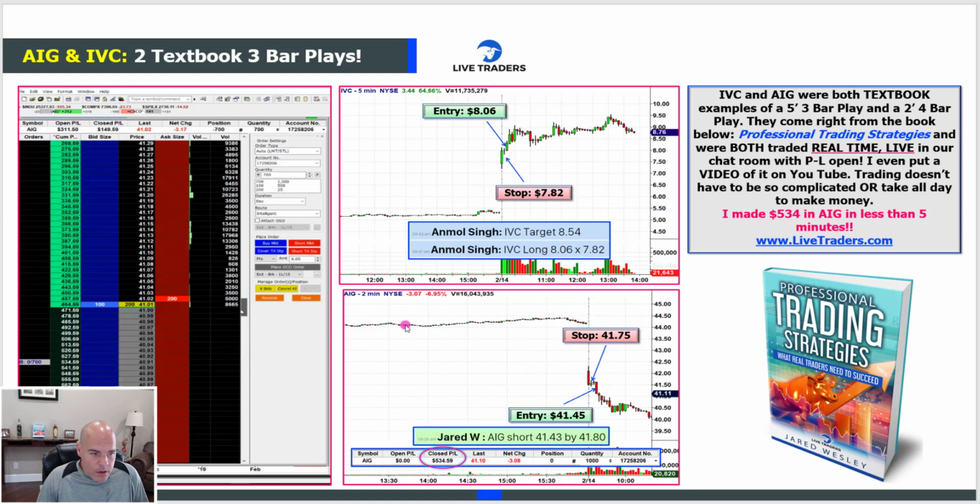AIG, gap down under support, wide range bar, 2 narrow range resting bars, and there's your entry at 41.50, 41.45. Stop is 41.75. Boom, $535 for me, guys. We got out ultimately around 40.90, so you can do the math. 4-minute trade, guys. 4 freaking minutes. $534 in 4 minutes.